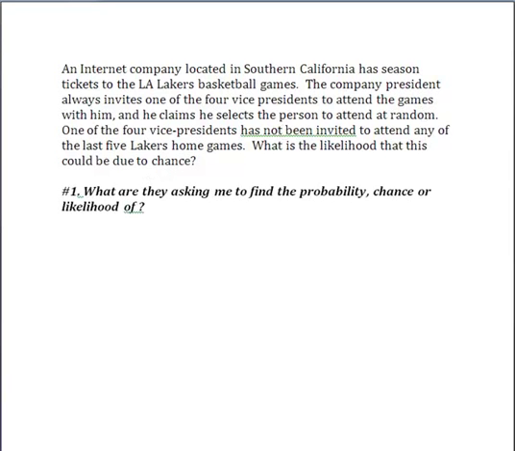All right, so the way I'm always going to start is I've got to read the problem, figure out what are they asking me for the probability of, chance of, likelihood of. So when I read through the problem, I'm not even going to look at the numbers. Don't even look at the numbers. Just figure out, what am I trying to figure out the probability of? Well, it says, what is the likelihood that this is due to chance?